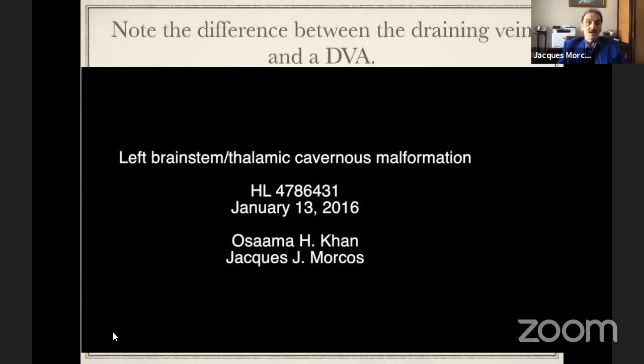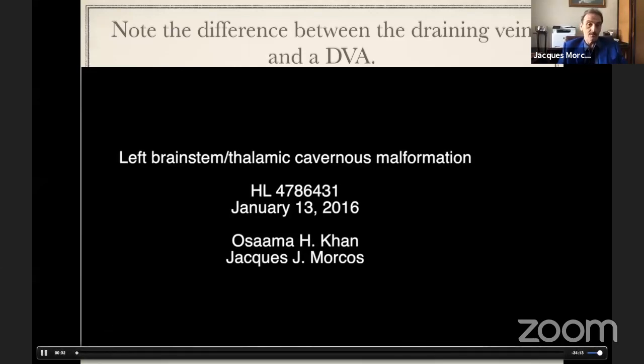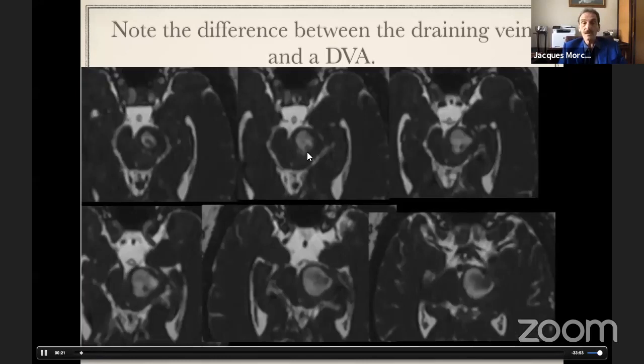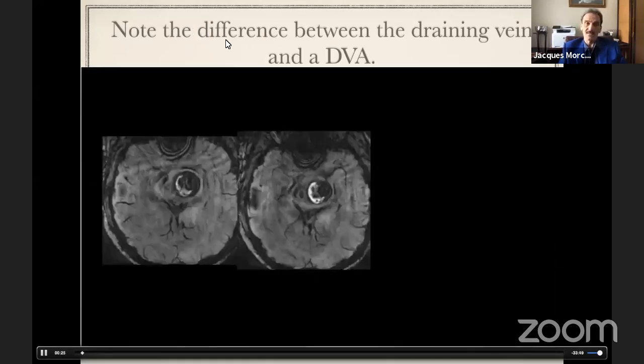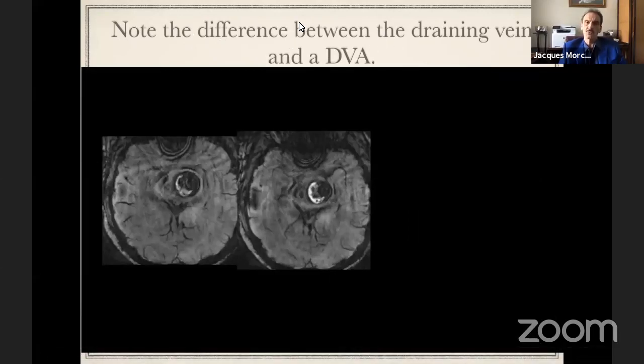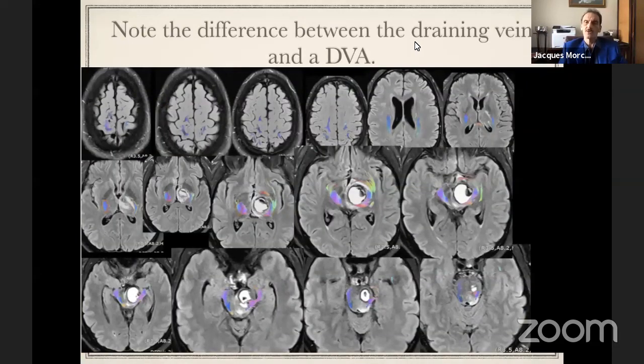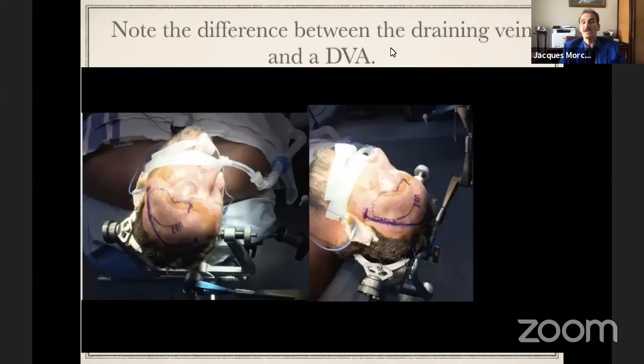This is a brainstem, thalamic cavernous malformation. Here is the view. Here is the cavernoma. By the way, at the top of the videos, I usually write the important tips I want you to focus on during the resection. Here, I wanted to show you the difference between the draining vein and the DVA.